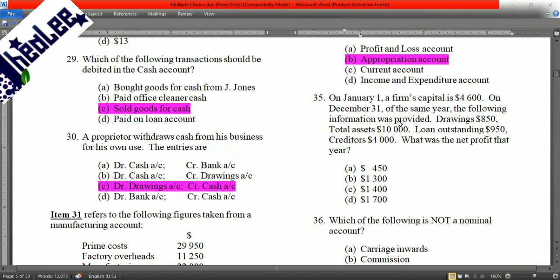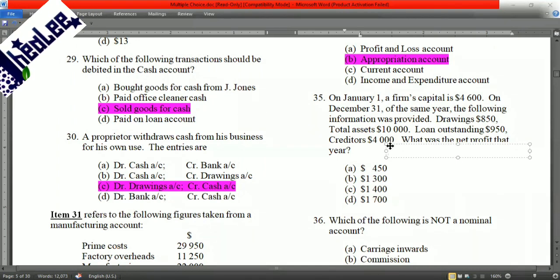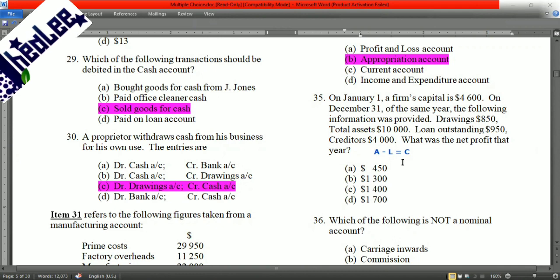Drawings, 850, total assets, 10,000, loan outstanding, 950, creditors, 4,000. What was the net profit that year? So basically, you have to use your balance sheet knowledge, right? And that is assets. Remember, we use the format asset minus liabilities equal to capital. And this would be the closing capital.